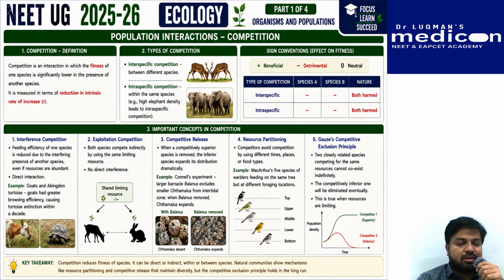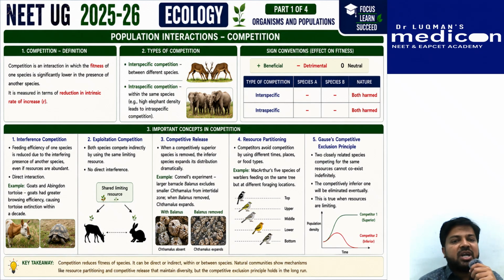Both the species compete indirectly by using the same limiting resource. It means the limiting resource is a shared limiting resource. For example, grass for both rabbit and goat. That type is called exploitation competition. Here you have to see the resource is limiting, whereas in interference competition the resource is abundant. You have to see the difference, even though the example is about grass here.